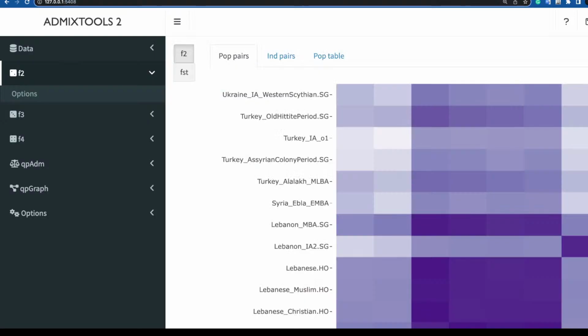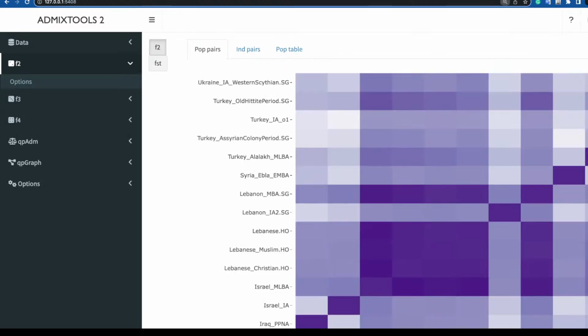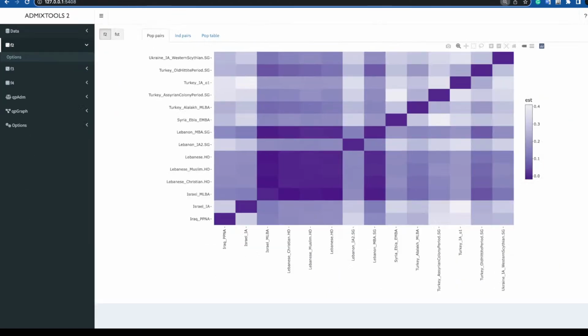All right, ADMIXTOOLS 2. Zoom out. Go. One thing I wanted to point out is the close connection Lebanese have to the Middle Bronze Age Canaanite sample. I mean, look at this genetic affinity. They're spot on. That's so close.